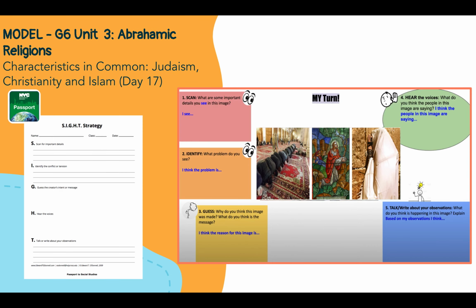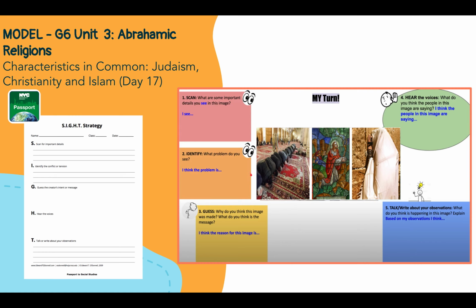So this is what the SIGHT strategy organizer would probably look like if you are using this image. And again, you have this organizer available in the Passport to Social Studies curriculum. And you're most welcome to use this organizer, but I like to break things down a little further, color code them.